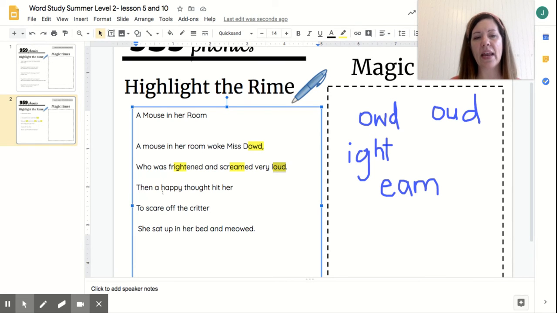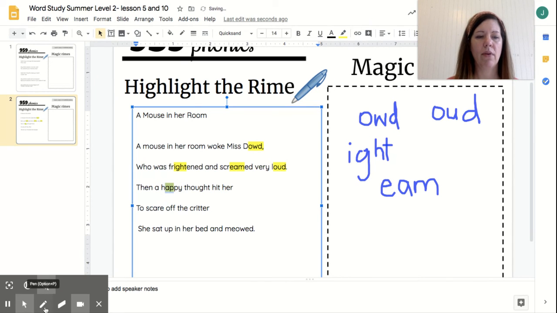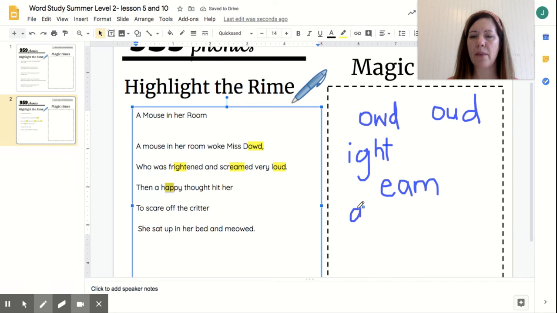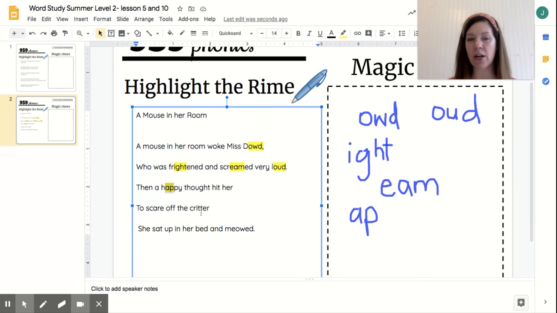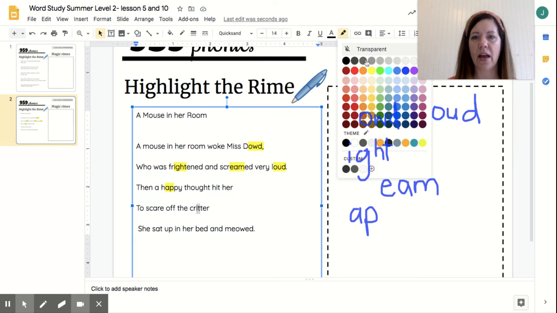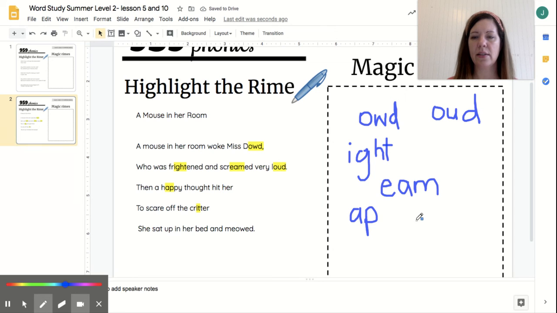Let's read the next line. Then a happy thought hit her. Let's do happy. What's the magic rhyme in happy? Highlight it. Write it. A-P. Read that line with me. Then a happy thought hit her to scare off the critter. Let's look at critter. What's the magic rhyme in critter? I-T. Highlight it. And we're going to write it.